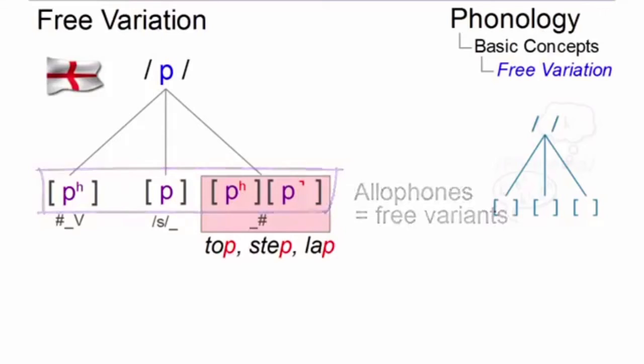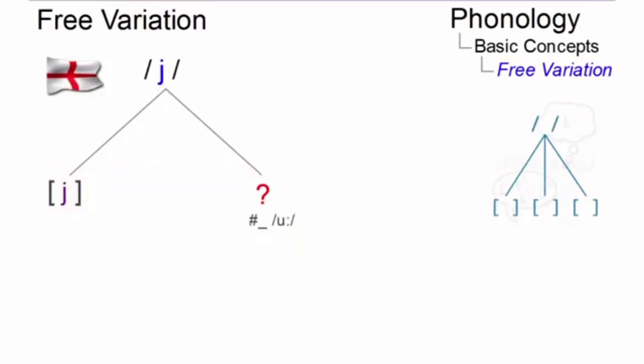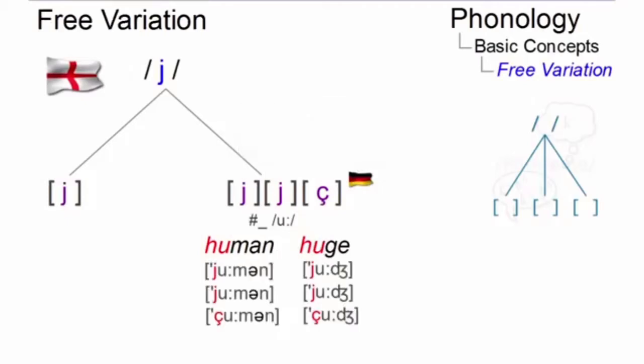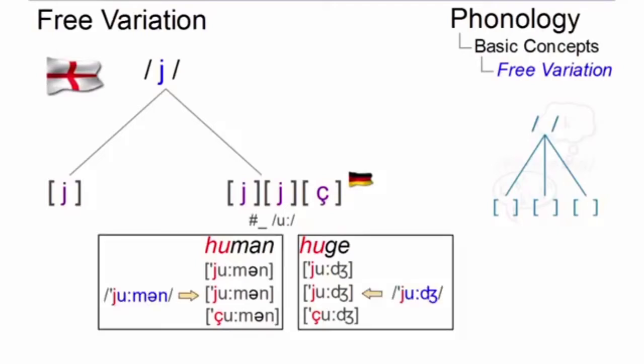Or take the realization of the initial sound in words beginning with H, where the vowel U follows, as in "human" or "huge". You can pronounce them using the palatal approximant y, or you can take the voiced palatal fricative, and both variants even share the same symbol. Some speakers make it even voiceless, like in German "Chemie", and say "human" and "huge". So we have three free variants. Phonemically, however, there is no difference and the meaning doesn't change.